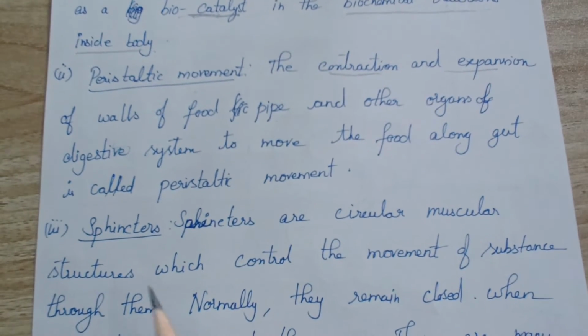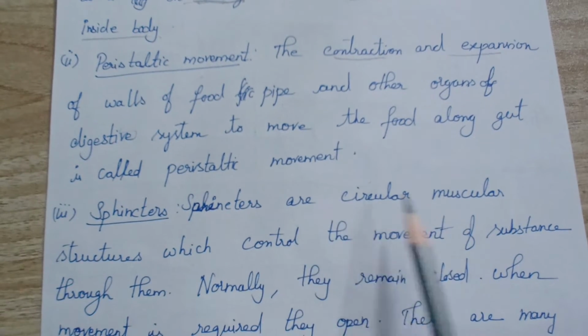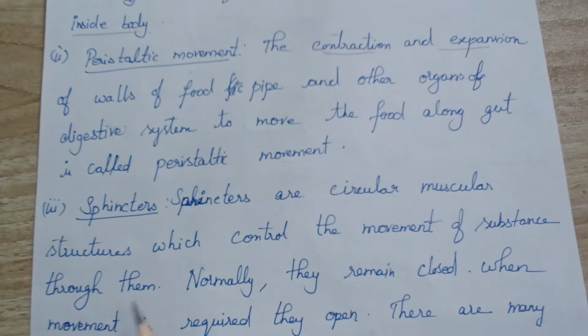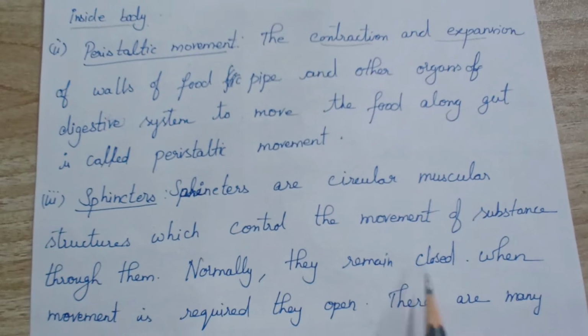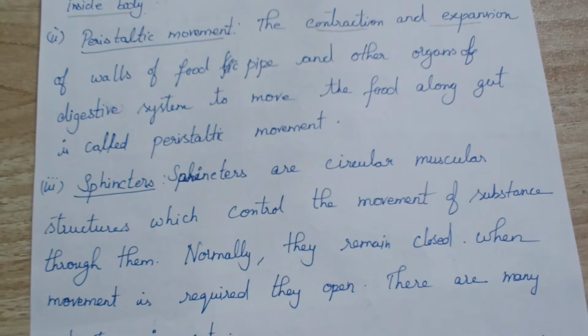Next, sphincter. A sphincter is a circular muscular structure which controls the movement of substances through it. It is actually a voluntary muscle, so if you give signals, it will open. Whenever it is needed, it will open and move the food particles. Normally they remain closed. When movement is required, they'll open and move the food particles. There are many sphincters in the gut.